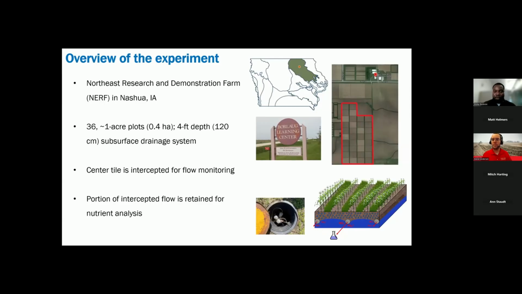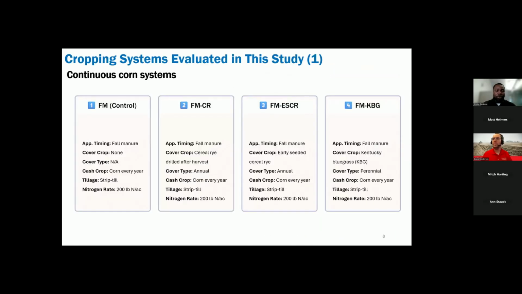So I'll move to the systems to compare. For our continuous corn systems, we had 4 treatments. We compared the control, where we did the fall manure application. It has no cover crop. And since it's continuous corn, we have corn each year. The nitrogen application rate was 200 pounds per acre, and each of the fall applications was strip-tilled.